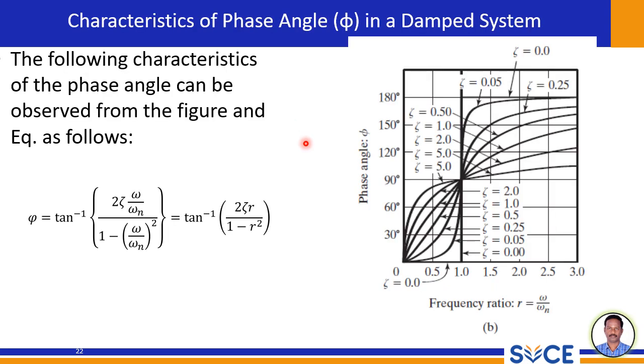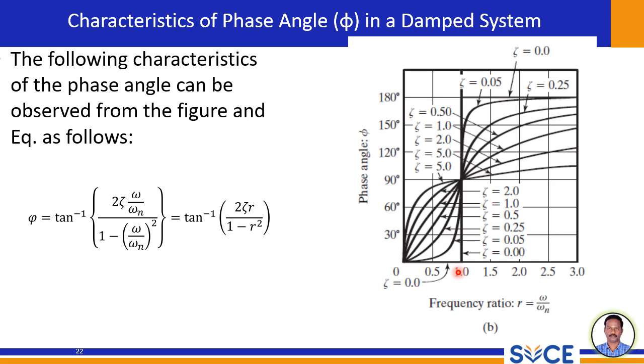Now let's turn our attention to the phase angle, which represents the phase difference between the forcing function and the steady state response in a system. The graph shows phase angle plotted against the frequency ratio for various values of the damping ratio. Let's observe the key characteristics. For the undamped system, that is psi equal to 0, when R is less than 1, the phase angle is 0 degrees, which is in phase.